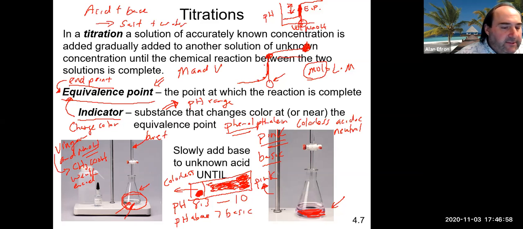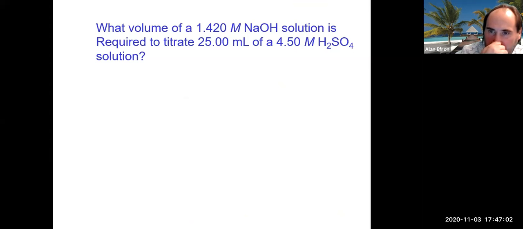So let's take a look at a titration problem together and see how we should approach this. What volume of 1.42 molar sodium hydroxide is required to titrate 25 milliliters of 4.5 molar sulfuric acid? So again, this is a titration problem. It's really a stoichiometry problem. So you want to start with your same steps. Here we would start with a balanced equation.